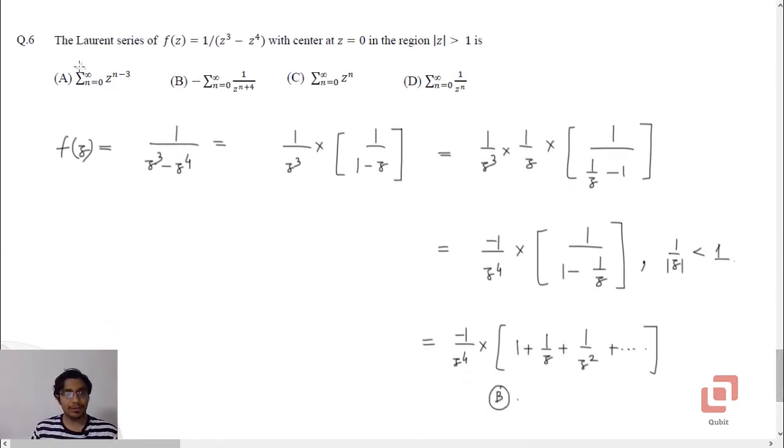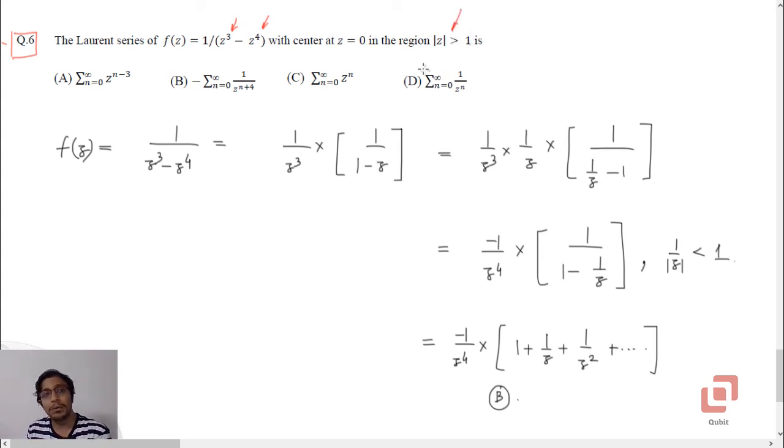Question 6 is based on differential or in general calculus of complex variable functions. This is based on the Laurent series. The Laurent series of the function f of z, which is given by 1 over z cubed minus z to the power 4, centered at z equal to 0 obviously, in the region mod of z greater than 1 is.